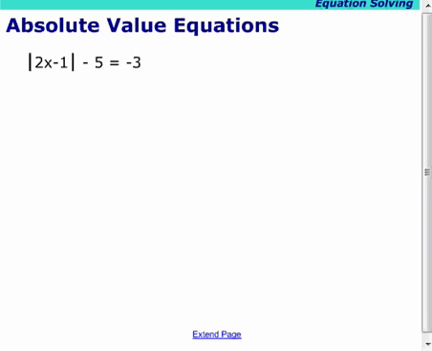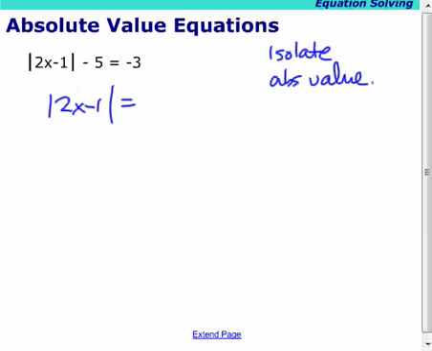Let's try another one. Oh no, I don't have the absolute value sign by itself. That's my first thing I need to do, same thing as with radicals. Isolate the absolute value portion of the equation. So I have to use the addition property to move the 5 over. So I get the absolute value of 2x minus 1 is equal to plus 5 minus 3, which is 2.